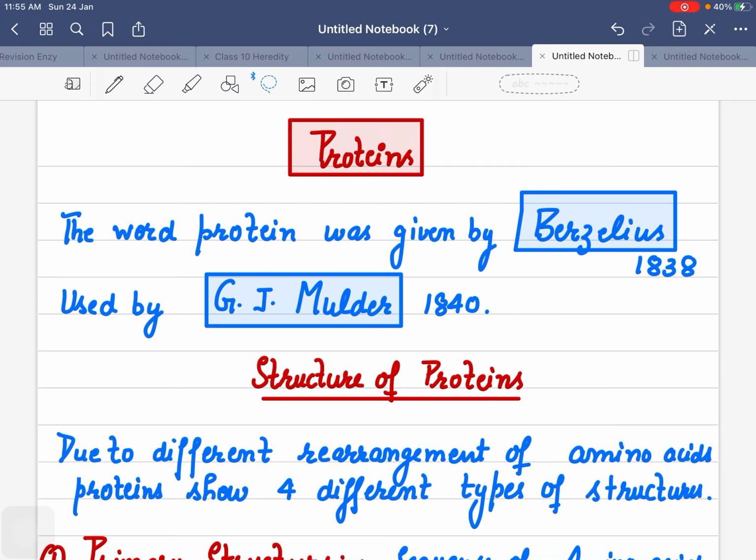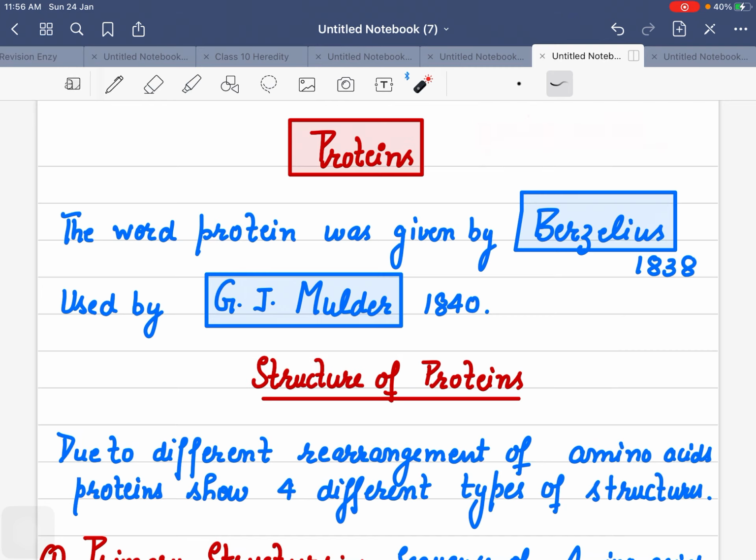We are revising now our proteins, right? We finished with the enzymes, amino acids, and now we will move on to proteins. As we know, proteins are made up of amino acids. Proteins are made up of amino acids.